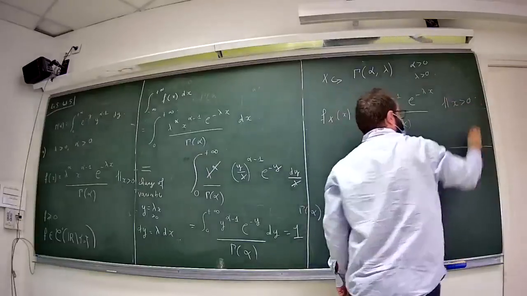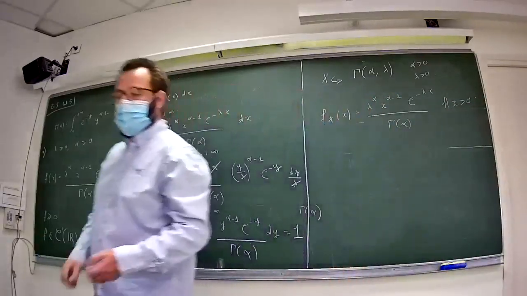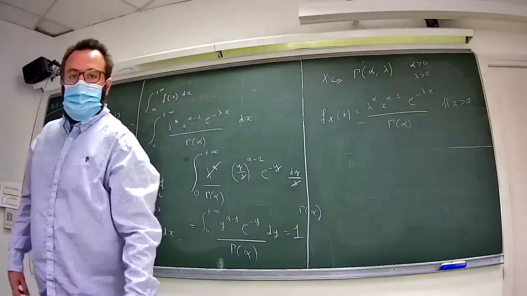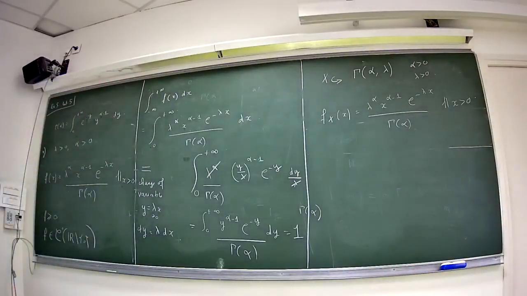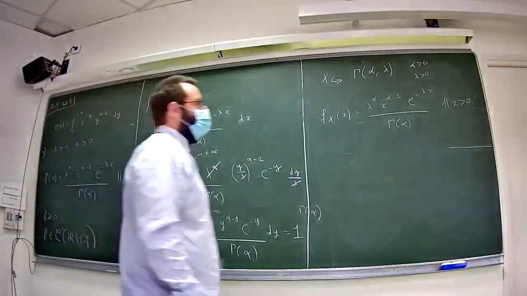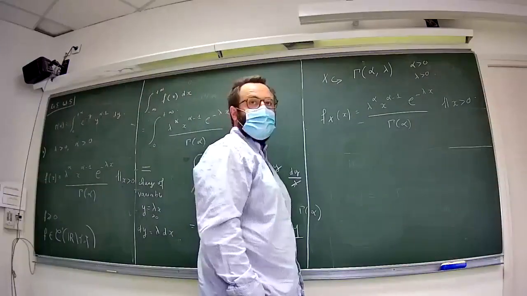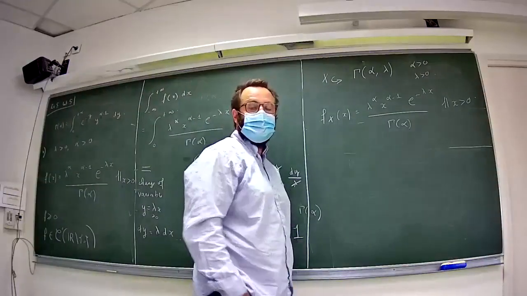So it's a new density that is considered as a density from the course. Okay? So this is the gamma distribution of parameter alpha and lambda, alpha and lambda being strictly positive. Okay?